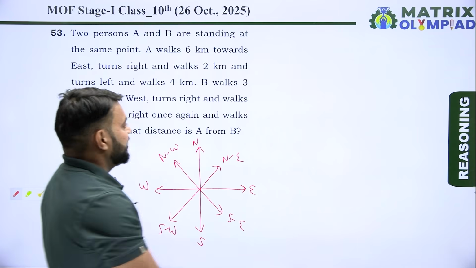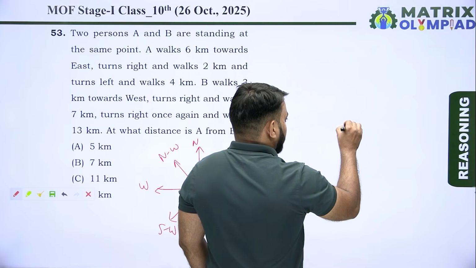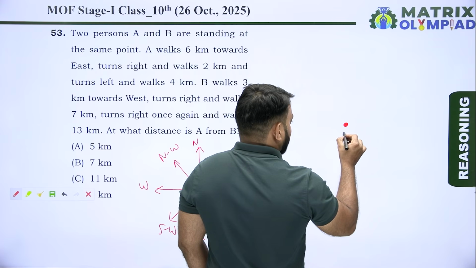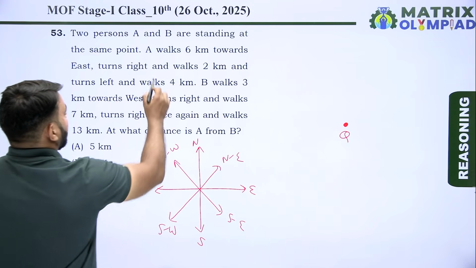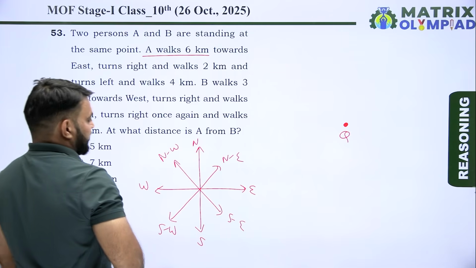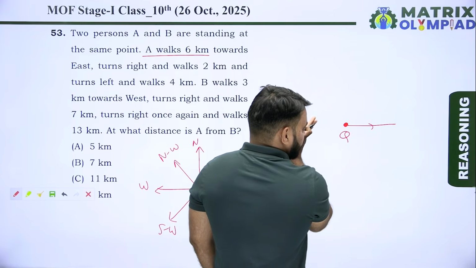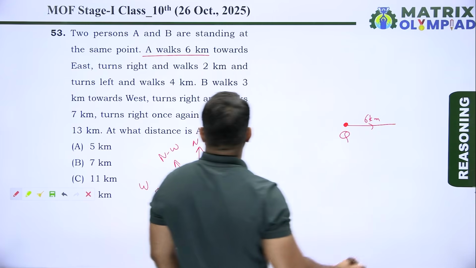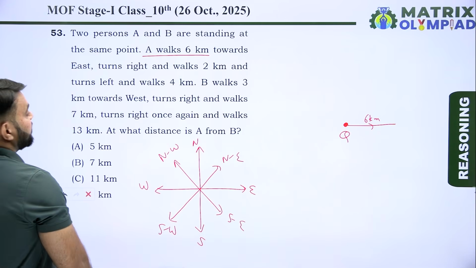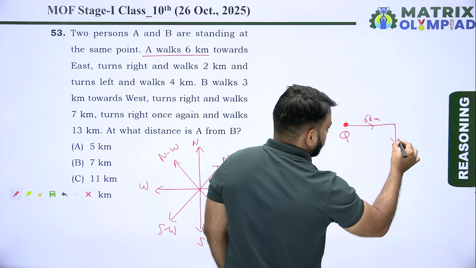अब इस क्वेश्चन में A and B सेम पॉइंट से एक जर्नी स्टार्ट कर रहे हैं. Let's suppose this point is Q. Now A walks 6 kilometer towards east. A पहले 6 kilometer east direction में गया. And then turns right and walks 2 kilometer.